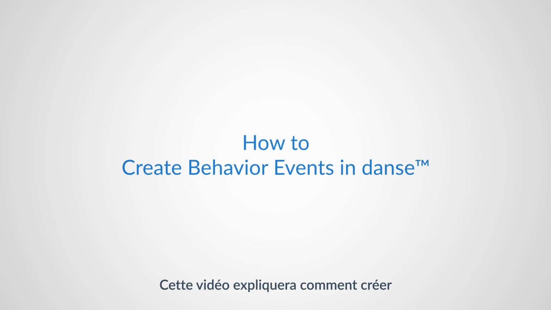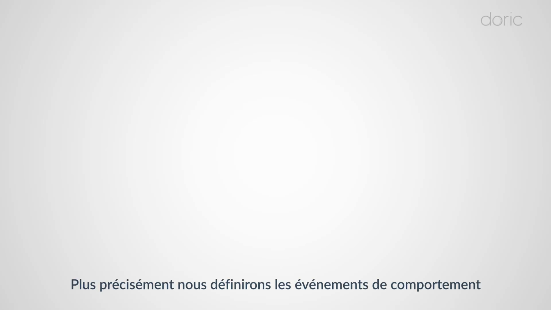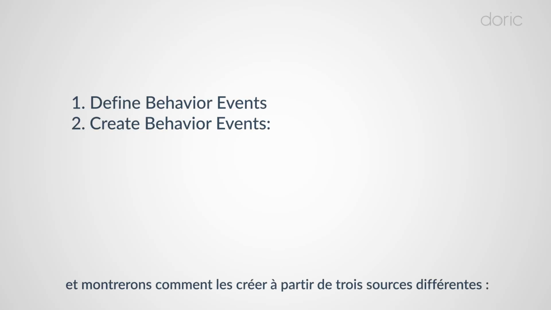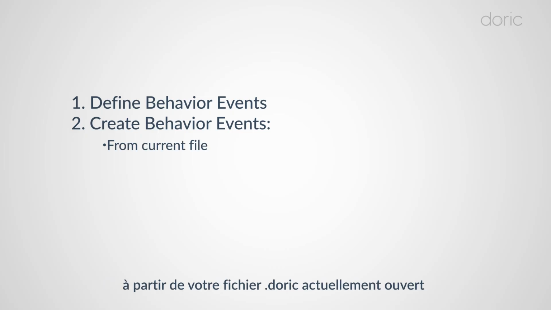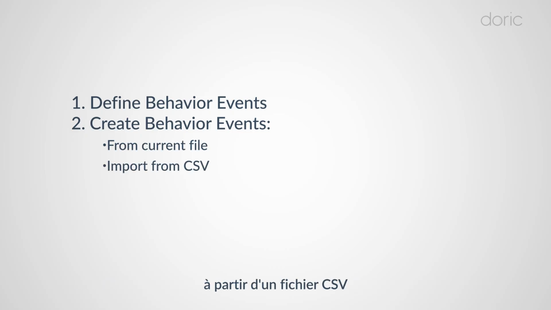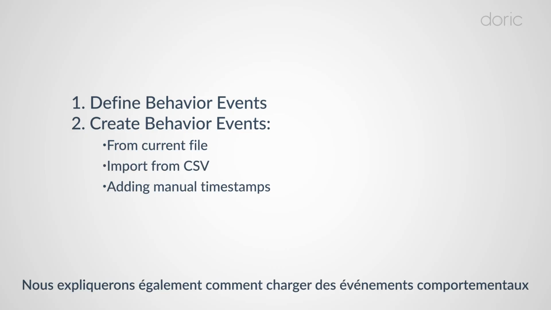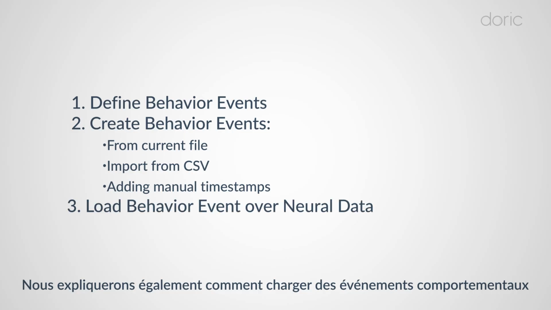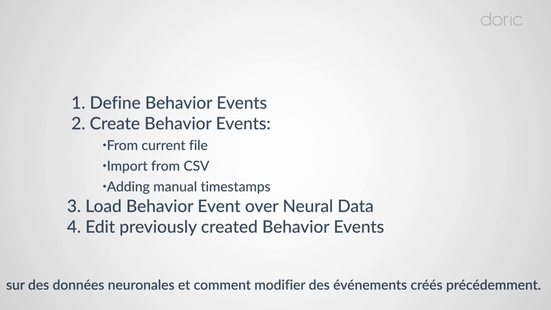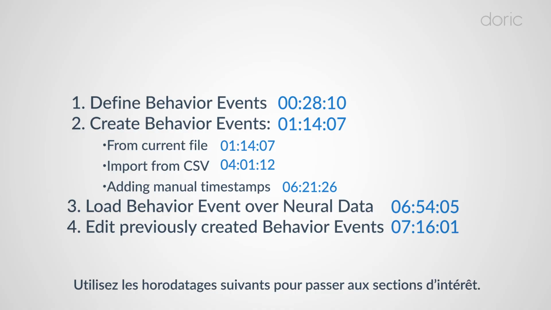This video will cover how to create behavior events in Danse. Specifically, we will define behavior events and demonstrate how to create them using 3 different sources: from your current Doric file, from a CSV file, and manually. We will also cover how to load behavior events over neural data and how to edit previously created events. Use the following timestamps to skip to the relevant sections.